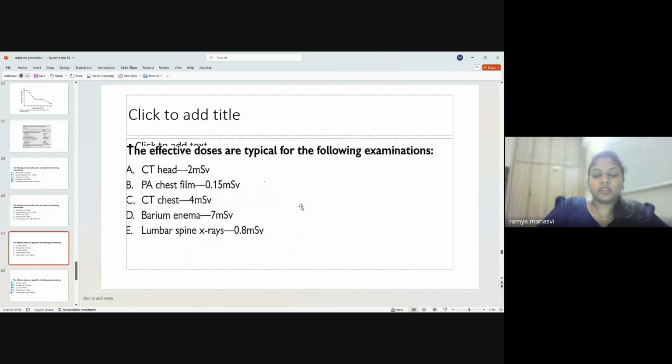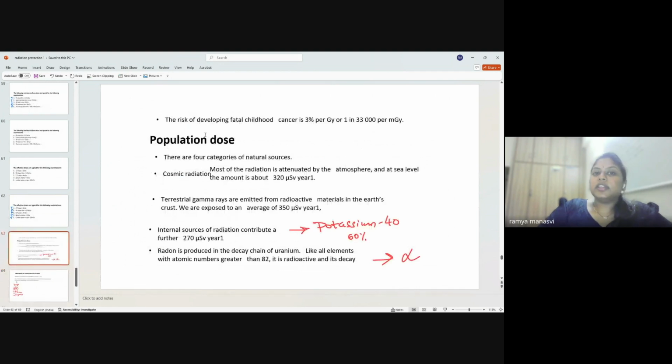Okay. The effective doses typical for the following examinations. CT head 2 millisieverts, it's true. It is important to remember that. PA chest film is 0.15 milligray. It is false, as we have just discussed. CT chest is 4 millisieverts. False. Barium enema is 7 millisieverts. It is true. Lumbar spine 0.8 millisieverts. It's true. So the risk of developing fatal childhood cancer is 3%, that is 1 in 33,000 per milligray, as we have discussed.